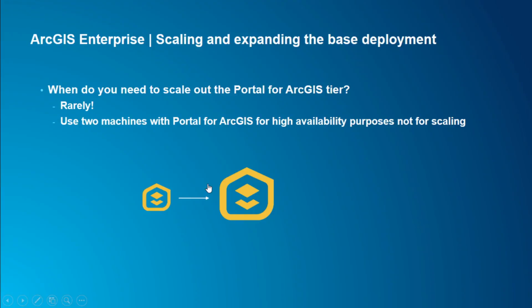Portal supports having a highly available environment, meaning two different machines handling the load, so if one of them goes down, the other can automatically take over. But the way to scale Portal is to simply scale up the machine that it's running on, adding more memory or adding more cores if you truly run into bottlenecks at that level. You don't add additional machines for additional capacity like you would with ArcGIS Server.